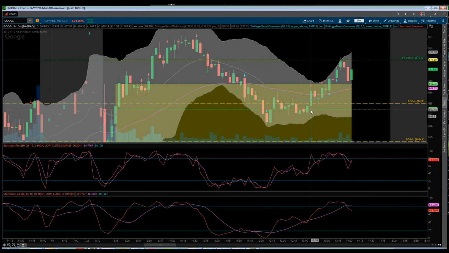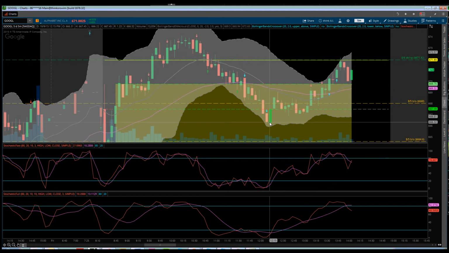So, when we initially entered, as I explained before, we had entered our first entry on the Google 677.50 calls and this initial back test of the 668 support with the expectation that that support would hold. Well, lo and behold, it did not.